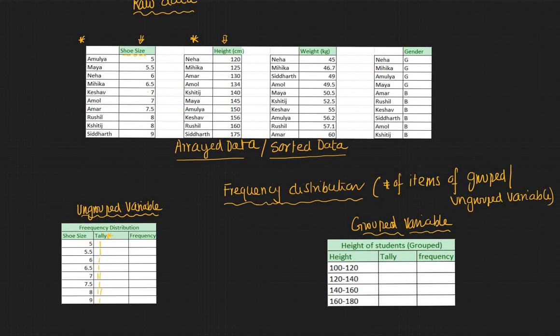So even if this were not arranged, you can still use your tally for big data sets using this method, right? So here it's quite simple. It's 1, 1, 1, 2, 1, 2, 1. Now let's try one more ungrouped variable, which is without this kind of grouping.